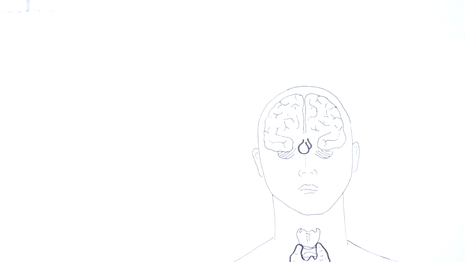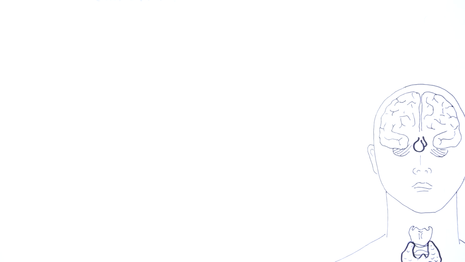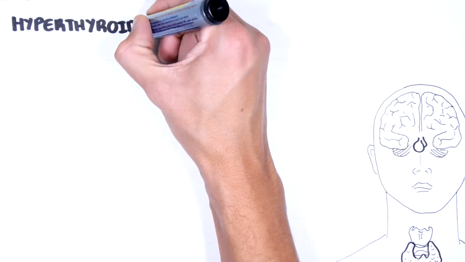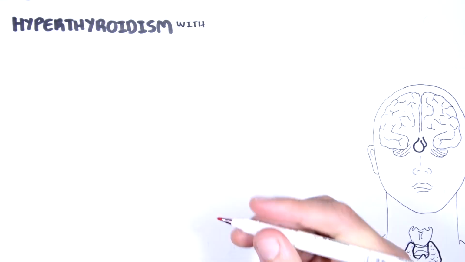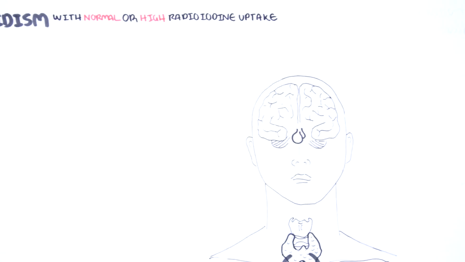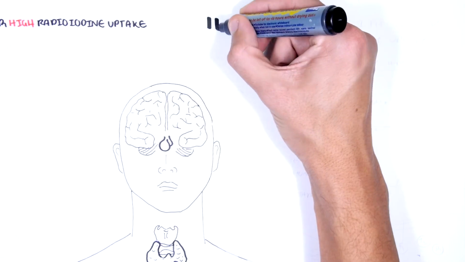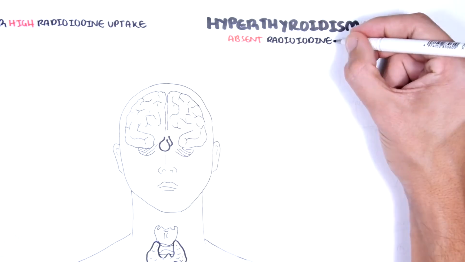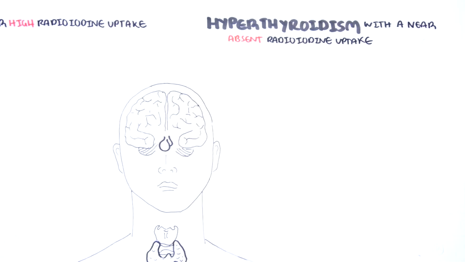Causes of hyperthyroidism can be divided into two groups. One group is where you have increased synthesis of thyroid hormones of whatever cause. This group is called hyperthyroidism with normal or high radioiodine uptake. Increased iodine uptake makes sense because increased thyroid hormone synthesis requires an increase in iodine. The other group is hyperthyroidism with near absent radioiodine uptake. This means that hyperthyroidism is not a result of increased synthesis of thyroid hormones.